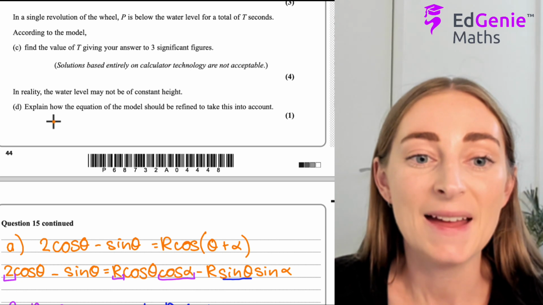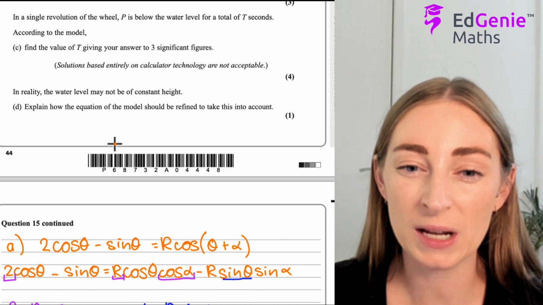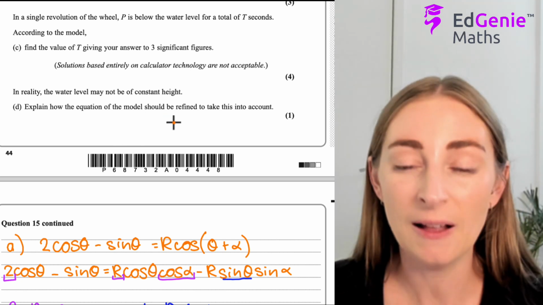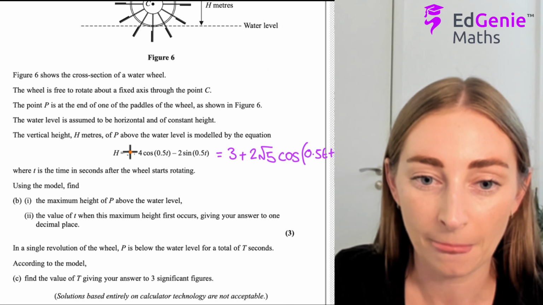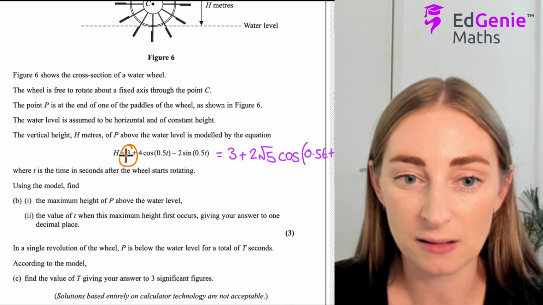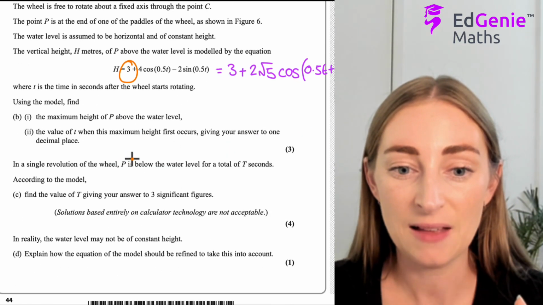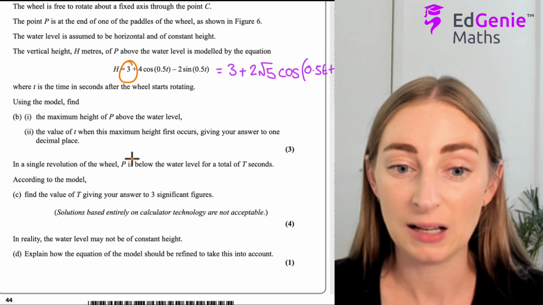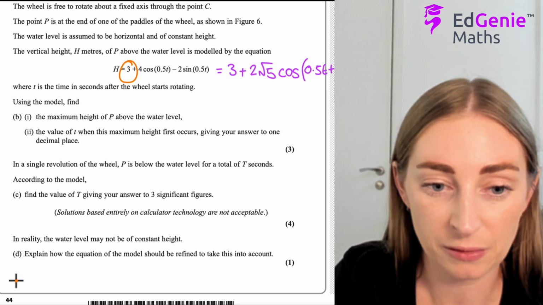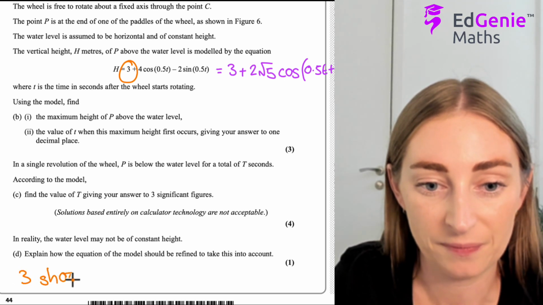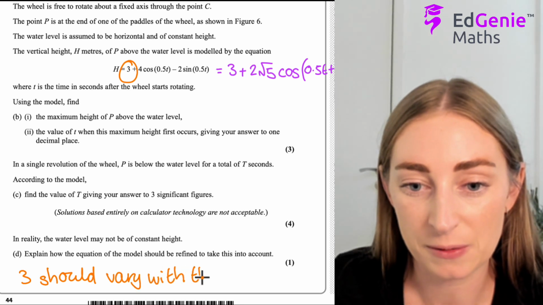Part D. In reality, the water level might not be of constant height. Explain how the equation of the model should be refined to take this into account. Well, that's going to be this value here, isn't it? Because that was our starting height, so at 3 was our water level. So if they're saying that that's now going to vary and it's not going to be a constant height, then that 3 should also vary. So I'm going to put 3 should vary with the water level.